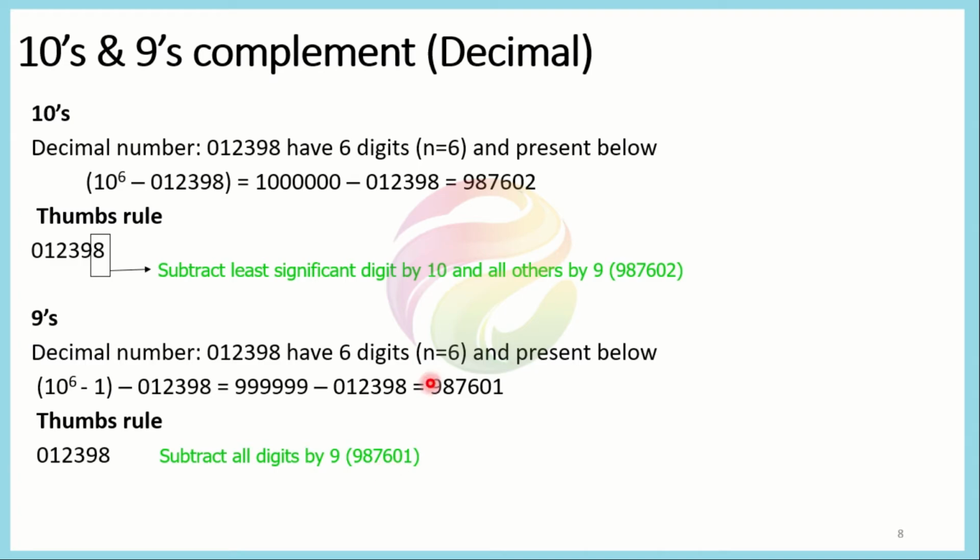And if you can see, for both the nines and the tens complement, the only difference is 1. If we add a 1 to the nines complement, it will become equal to the tens complement. So this is how we calculate the tens and the nines complement.